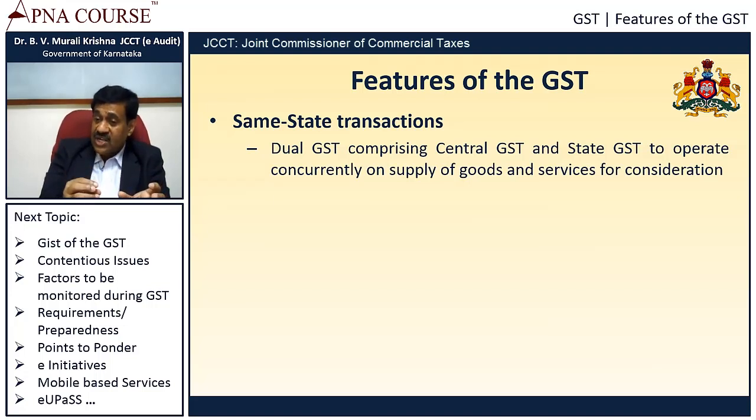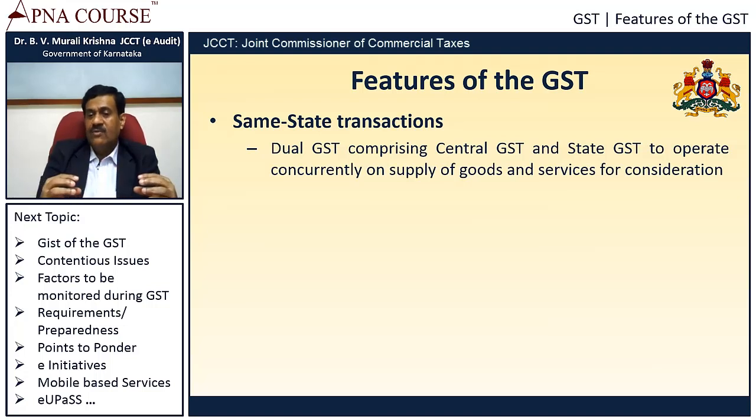Whereas in the earlier situation, on the same transaction we used to levy 16% of central excise, and 14.5% was to be levied even on the 16% of central excise. So that kind of cascading is not there in this GST. Now on the same value base, both these taxes are levied.